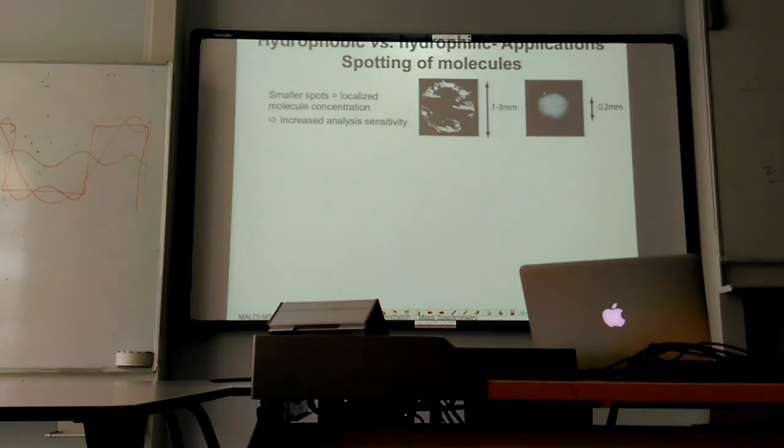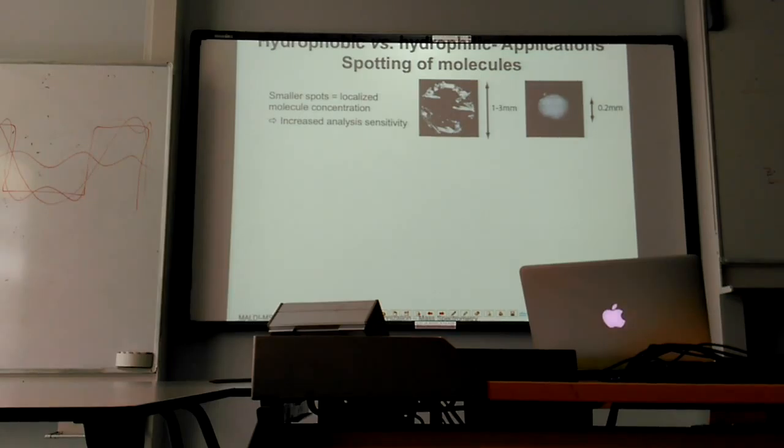So what I was saying, if you have a smaller spot, then you will have a higher concentration of molecules on the surface. Yeah. And if you want to analyze these molecules with different types of techniques, then you will increase your sensitivity of detection because you will create locally a higher concentration of molecules. Yeah. So what would you do to prevent spreading of your water on the surface? Make it hydrophobic. Yeah, you could make it hydrophobic.